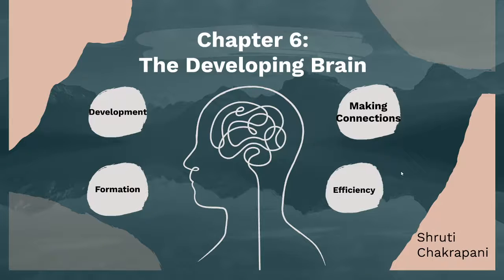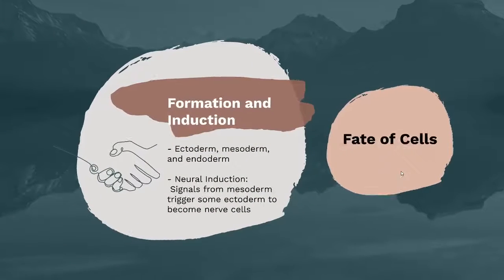Chapter 6: The Developing Brain. The first step includes formation and induction. The three layers are the ectoderm, mesoderm, and endoderm. Neural induction is when signals from mesoderm trigger some ectoderm to become nerve cells.